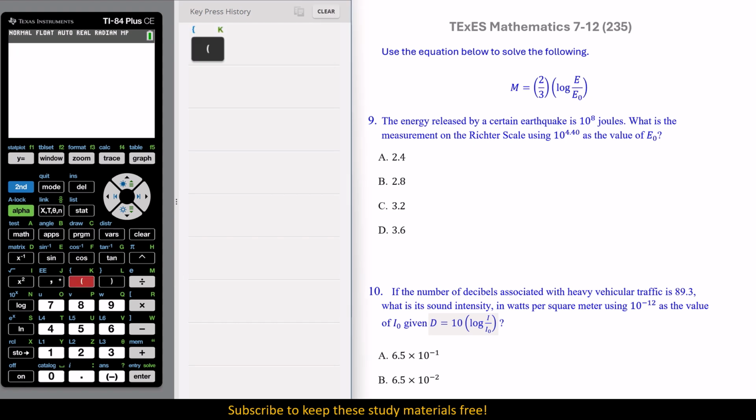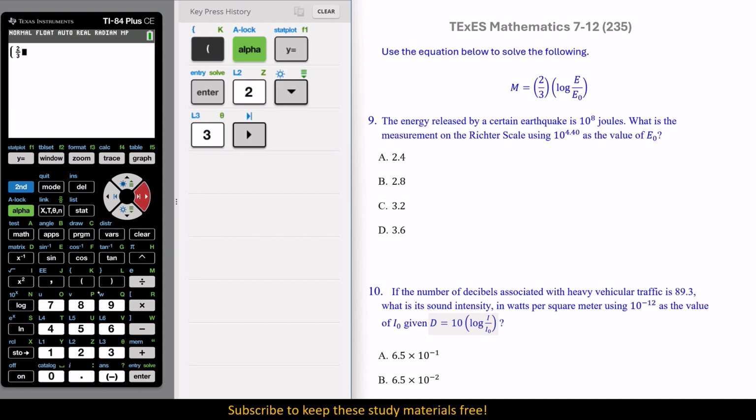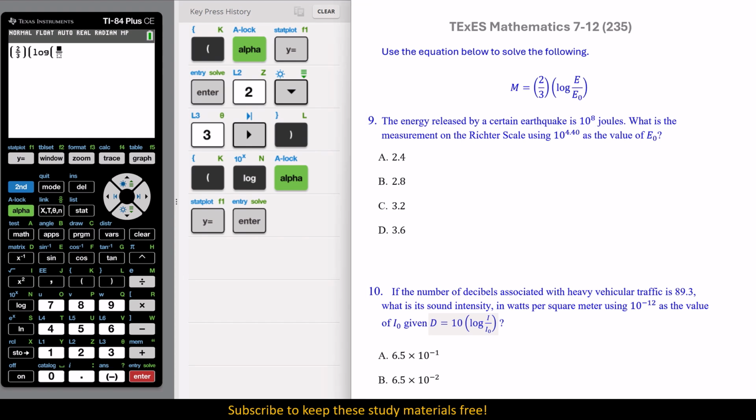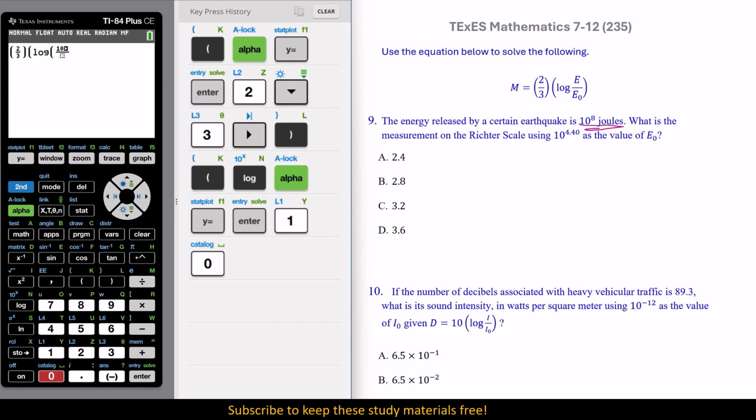So we have parentheses, alpha y equals, push enter because that's our fraction we need. So we have 2 over 3. Arrow over, close parentheses, open parentheses, push log. And now let's set up a fraction again with the alpha y equals. Now we have our E. That is our given here, 10 to the 8 joules, okay? Sorry about that. Read it backwards. Okay, 10, caret up 8.